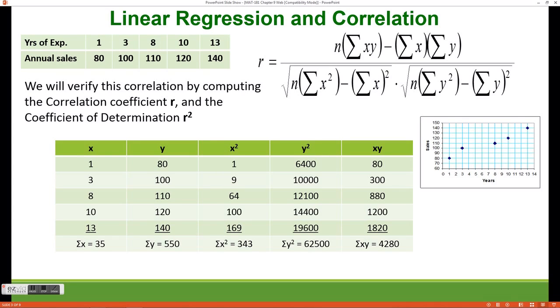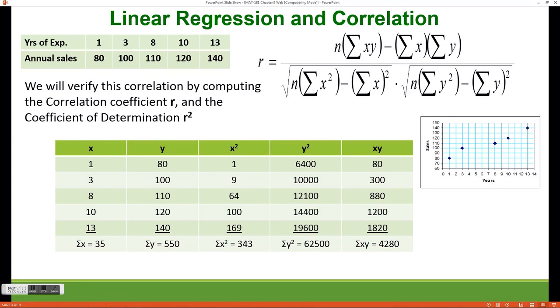Calculating the correlation coefficient, which we use the variable r to represent, is very tedious to do by hand. However, it is good practice to make sure that we understand all the symbols and how to use all the formulas that we have in statistics. Before we get to that formula in the top right corner, we should realize that there are 5 summations that we need to calculate in order to use that formula.